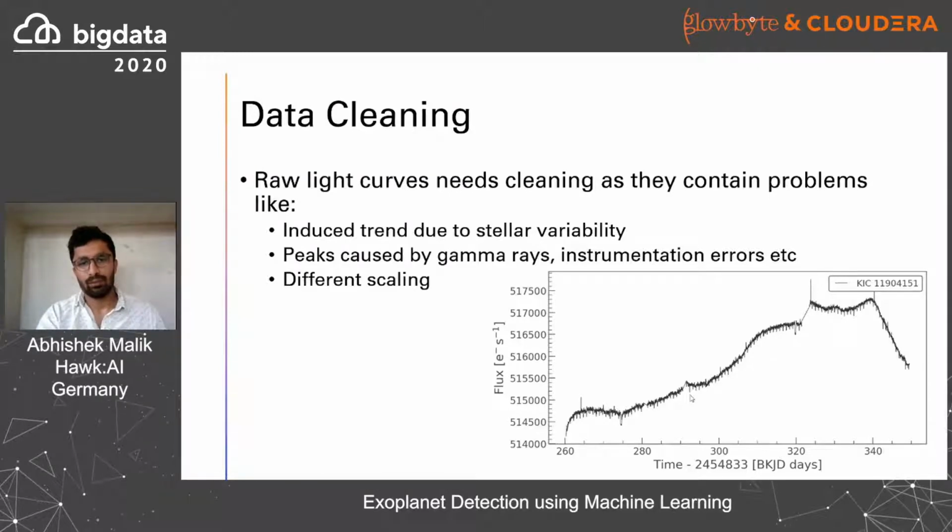Second, we see small peaks here and here. Those are peaks that might be caused by, let's say, gamma rays, and we don't want that in the data either. So we need to remove that as well. And lastly, as we know, stars have different shapes and sizes. Some are bigger, some smaller, and some of them are brighter than others, and hence the scale of the flux, basically the scale of the brightness, might vary from star to star. And we want to make sure that every sample has the same scaling.